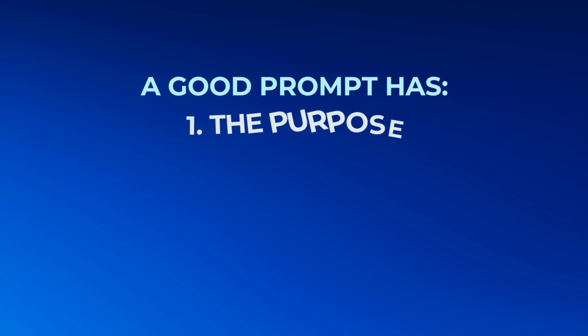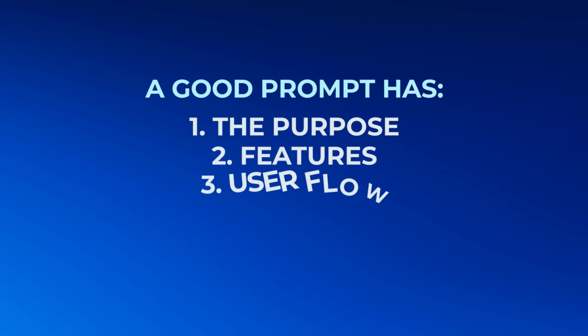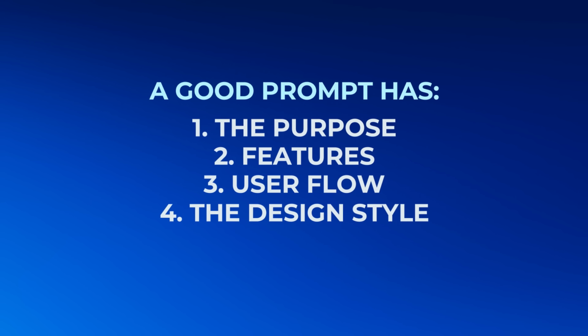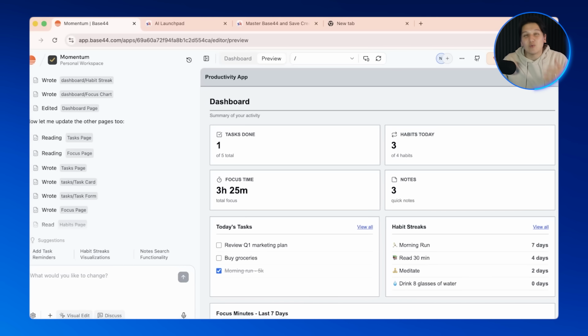There are 5 key elements to a good prompt: the purpose, the features, the user flow, the design style, and your technical requirements. Here's what a bad prompt looks like, okay? Build me a productivity app, and that's it. And then you will get an app that's missing half the features that you actually wanted. Now here's what a good prompt looks like.